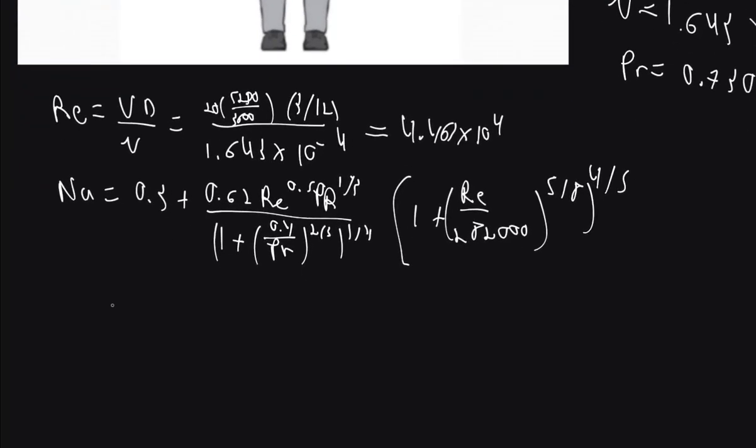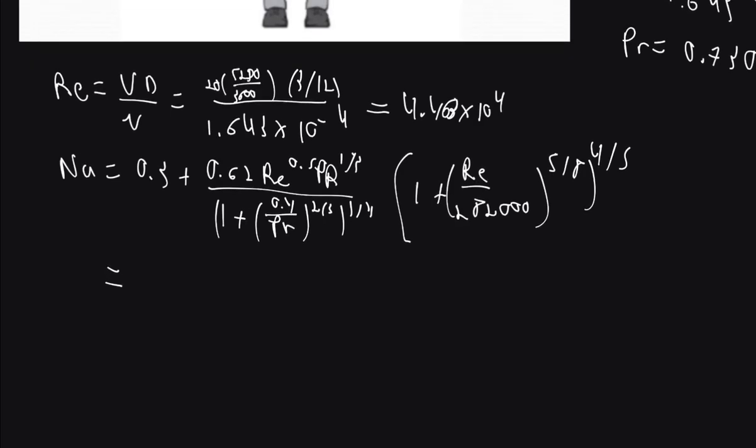So we type all of these numbers into our calculator, substituting in the Prandtl number and the Reynolds number that we were given or we calculated respectively. We get 129.6. Be very careful with these numbers when you substitute them.